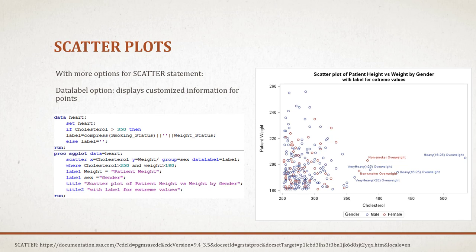Options that we have learned about for other plots, such as group display and group order, can also be applied to scatterplot. To learn more about the scatterplot using proc SGplot, please use the link located here in the PowerPoint slides.